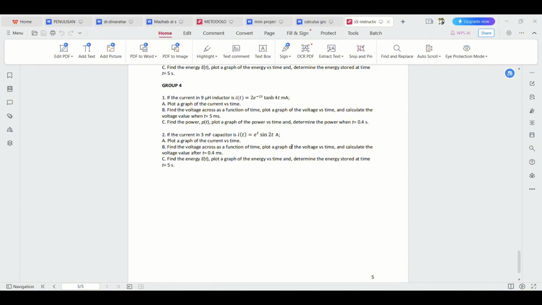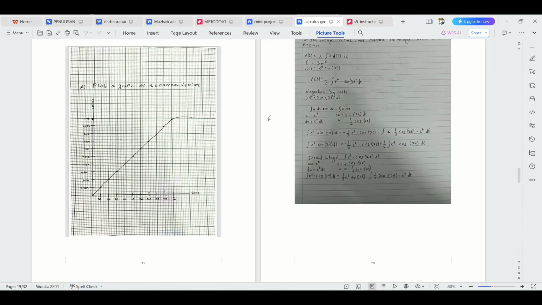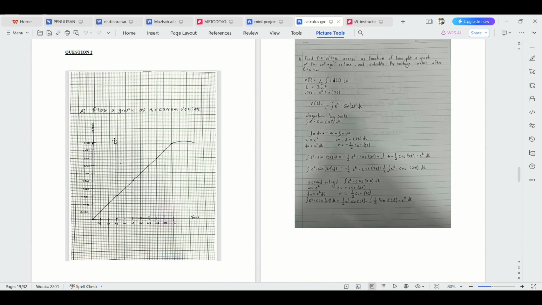So we can see here, this is what we got in the manual way. Then if we run the MATLAB, we get this one, almost the same as the manual. It's a little bit different because when we calculate manually, we factorize it a little bit.